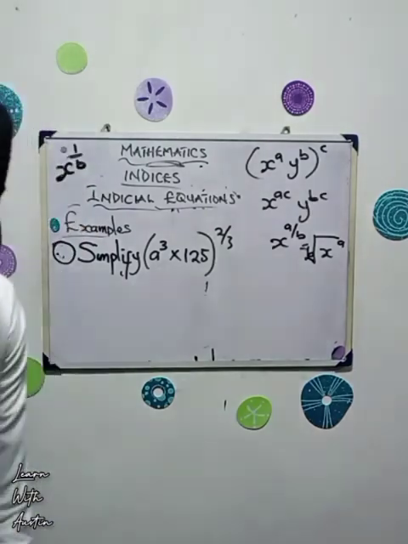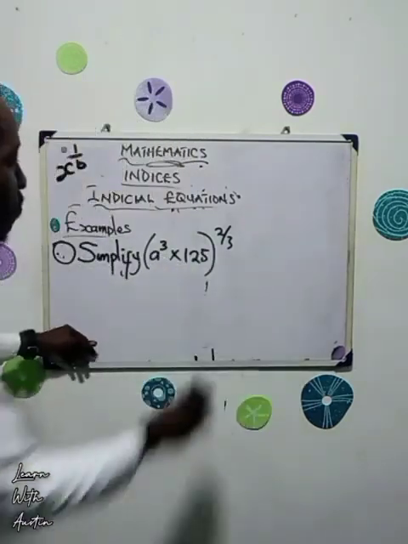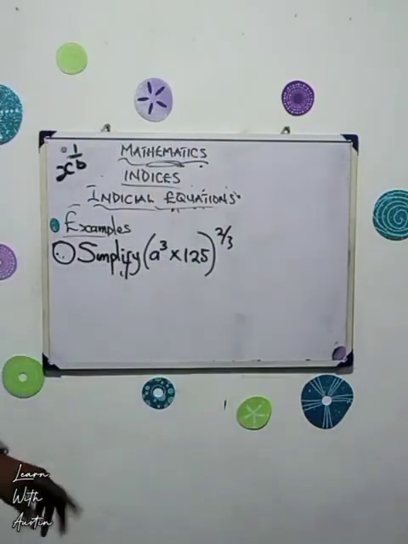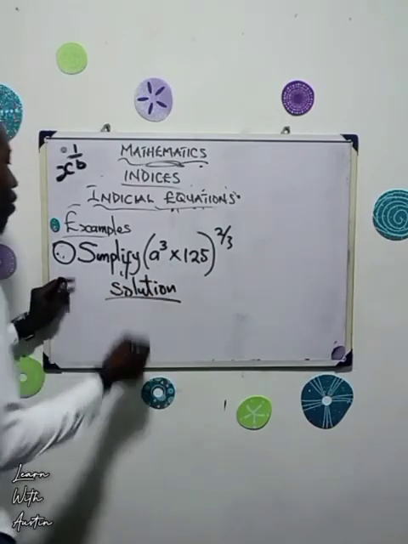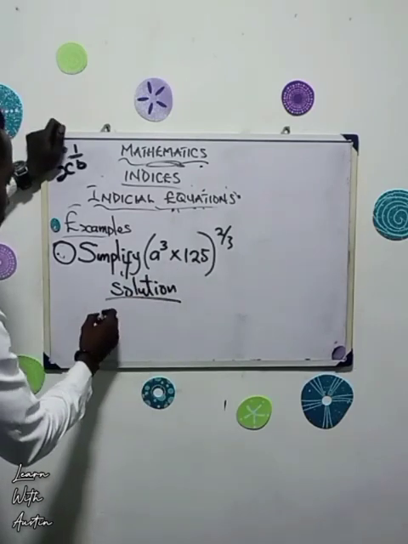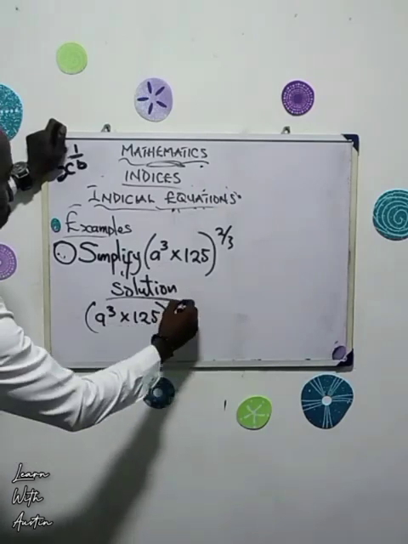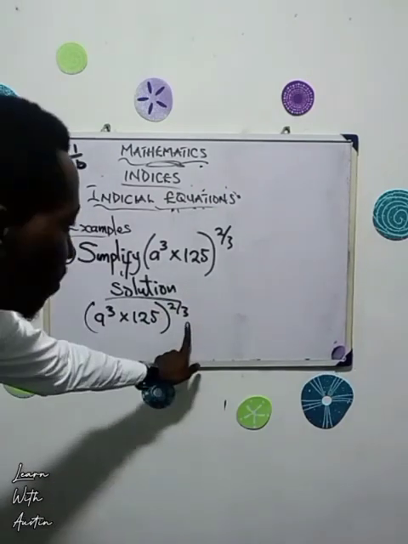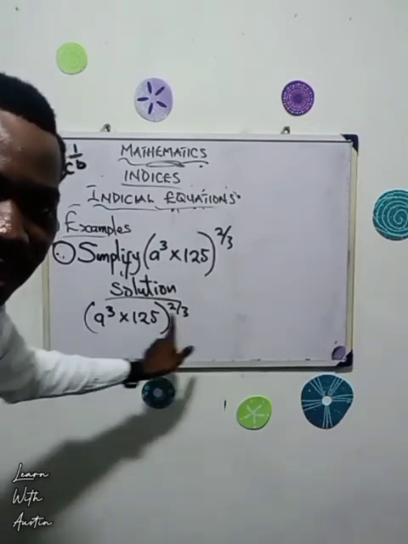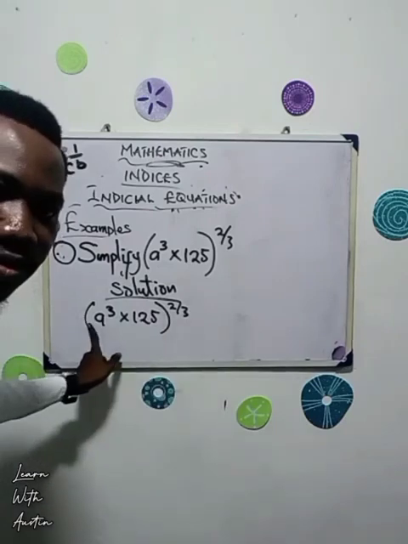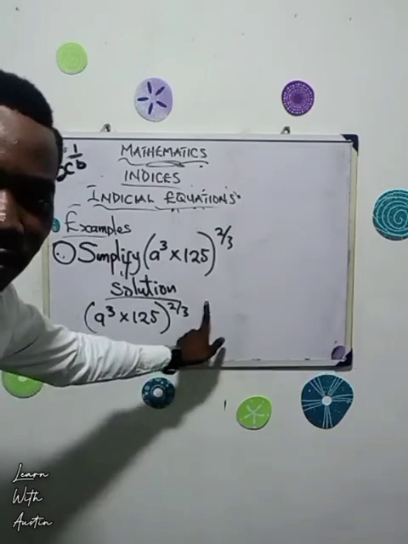Alright, let's solve. So we have a raised to the power of 3 times 125, all raised to the power of 2 over 3. The power outside the bracket affects everything in the bracket. It's affecting this one, and it's also affecting this one.